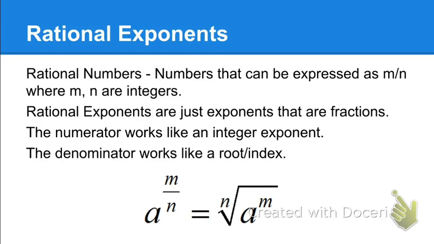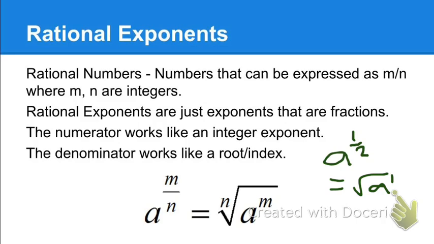So, they have a lot to do with the exponents that we learned about 2 videos ago, and a lot to do with radicals. So, when you have your exponent, m over n, the numerator works like an integer exponent. So if you have a 2 in the numerator, it's like you're squaring the number. If you have a 3, it's like you're cubing it. The denominator works like a root, right? It's like the index of the root. So if you ever see something like a to the 1/2 power, that's the same exact thing as the square root of a, alright?